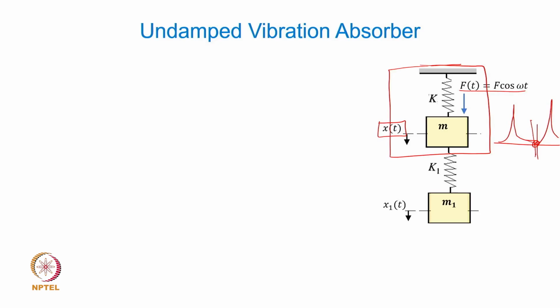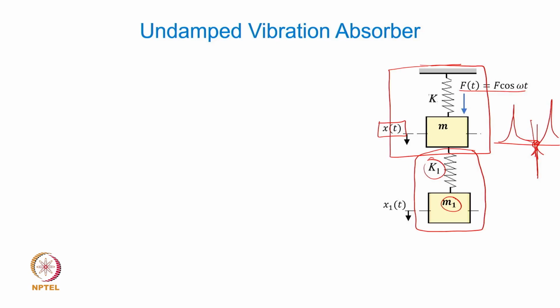We would like our main vibratory system to have as low an amplitude of vibration as possible, and that would happen if we somehow attach an additional system, many times called an auxiliary system, to the parent system, which, if it is properly tuned, in the sense that its stiffness and mass properties are properly adjusted, you might get a situation where your parent system or the main mass m would have 0 amplitude of vibration. That is basically the whole philosophy.